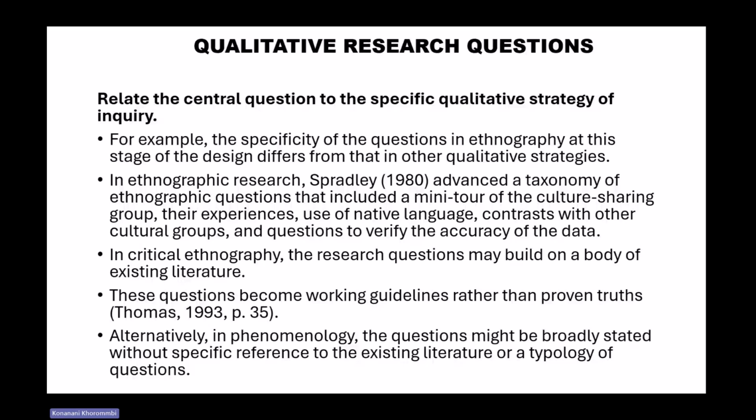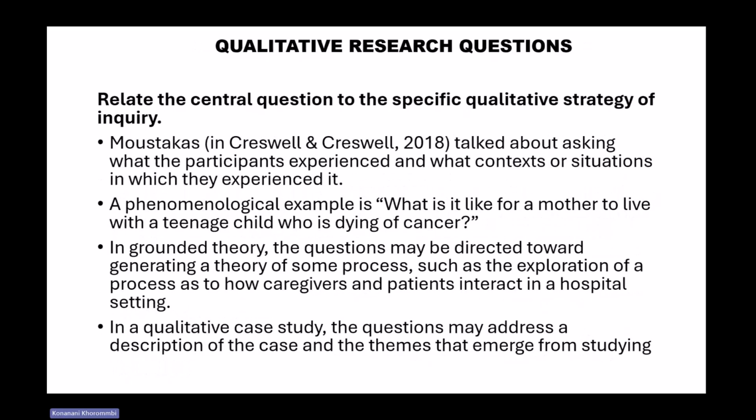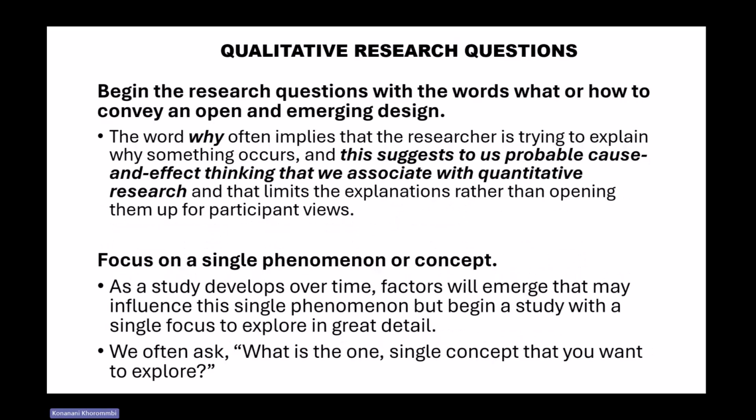But it says here, begin the research questions with the words what or how to convey an open and emerging design. Remember, the same applies to what we said about the purpose statement on Thursday. We said it should be open-ended because it is a qualitative purpose statement. So it should use words that are receptive, that show that we are on the go, because we discover and build theories and generate a lot of themes as we go, because we are using an inductive approach. So here the approach is still the same because it is qualitative. Then we are advised to use what or how to convey an open and emerging design. The word why often implies that the researcher is trying to explain why something occurs.